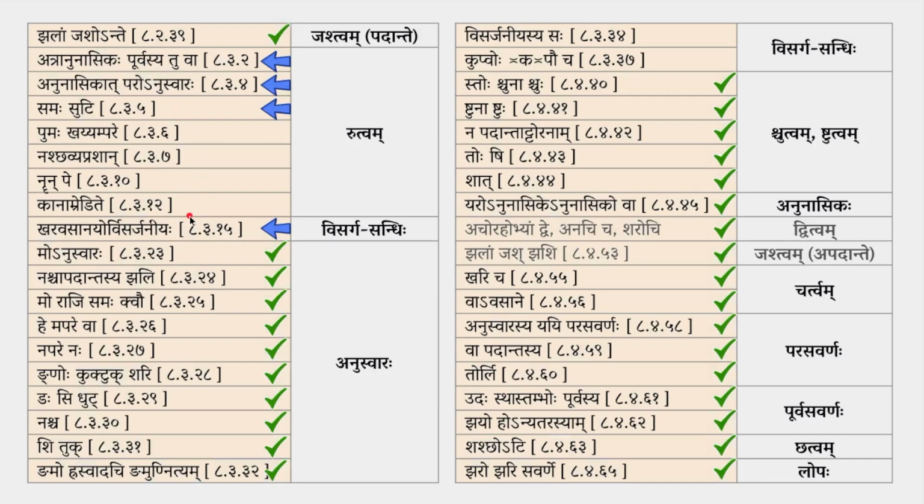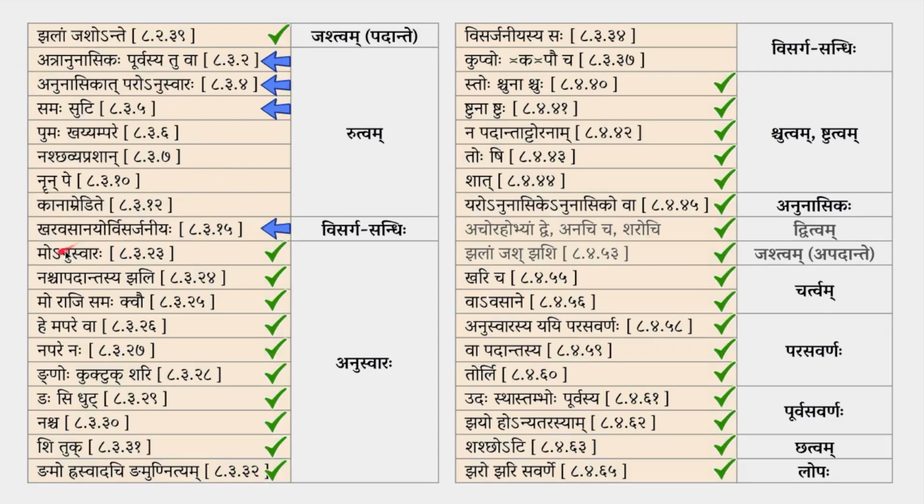Remaining 5 sutrams are actual Vidhi sutrams: Samaha Suti, Pumaha Kayyam Pare, Naschavya Prasha, Nrun Pe, Anantram Kanam Redite. So all these are Vidhi sutrams. What we are trying to do here is, with all these sutrams, the Ru is placed somewhere in the Prakriya. And what these 2 Adhikara sutrams talk about is, if Ru is placed, what should be done? That will be discussed in these 2 Adhikara sutrams.